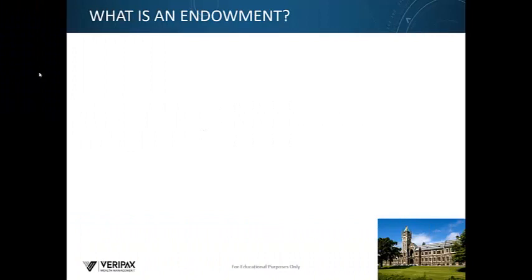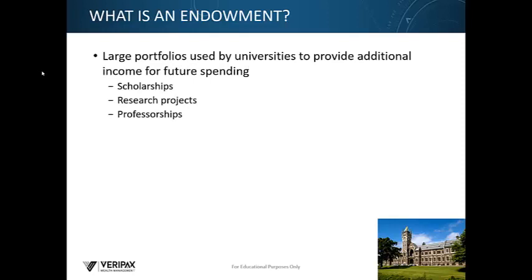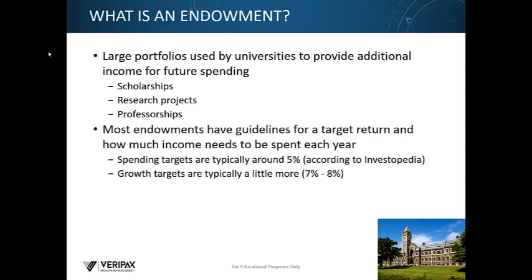Let's start by describing what an endowment is. These tend to be very large portfolios, and they're used by universities for funding scholarships, research projects, professorships, things like that. Because they have these regular requirements to spend money, they actually have guidelines, and typically the spending targets are right around 5% per year. Then they also have growth targets, usually in the 7 to 8% range, to make sure that they're continuing to grow and they're able to keep up with inflation, things like that.